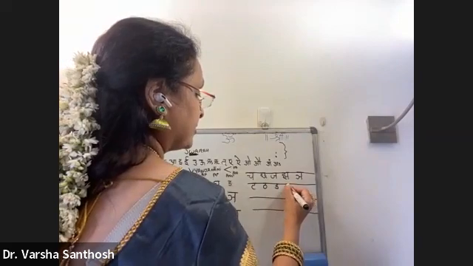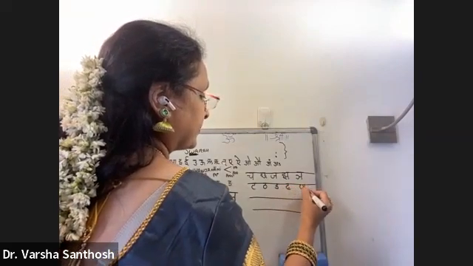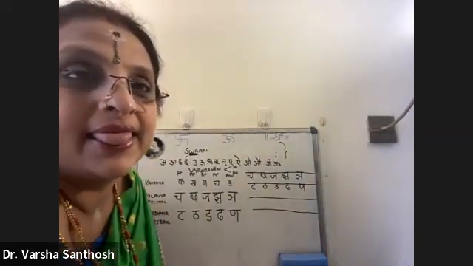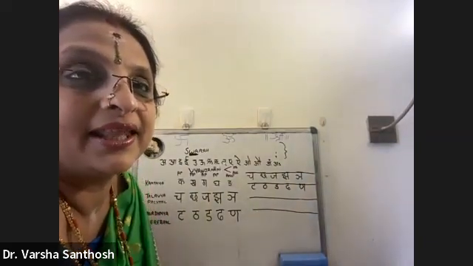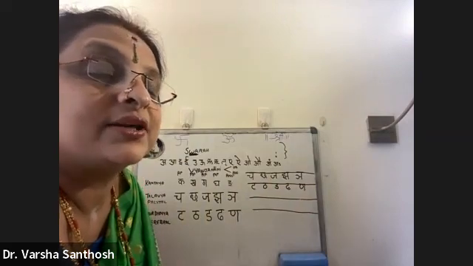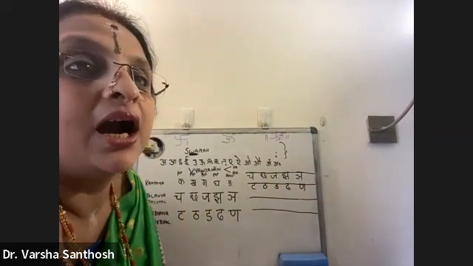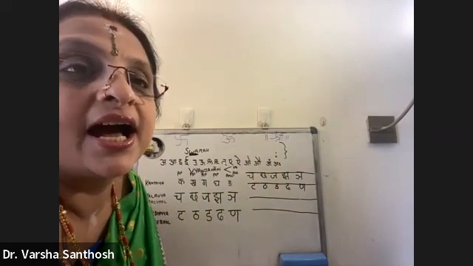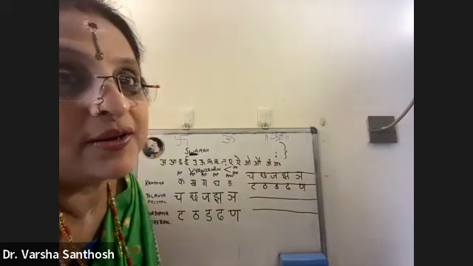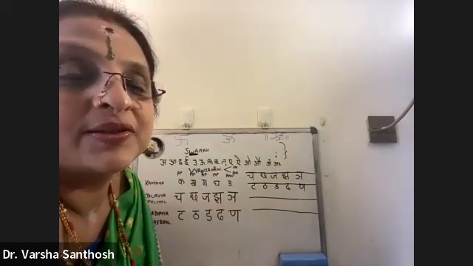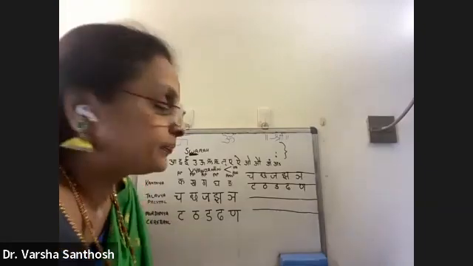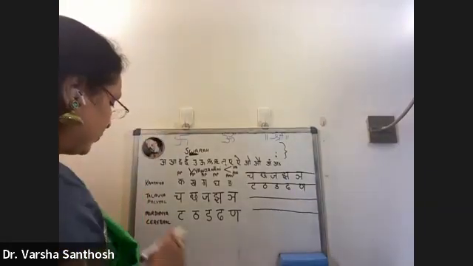Ana. It is not N-A. It is not the dental N. N is coming from the teeth. But this is the murdhani N. So the tongue has to touch the roof of the palate. And it has to be murdhani sound through the nose. So it is an anunasika. Okay.